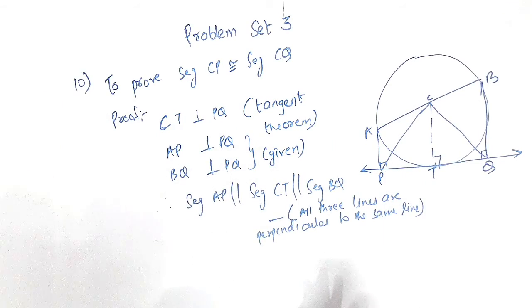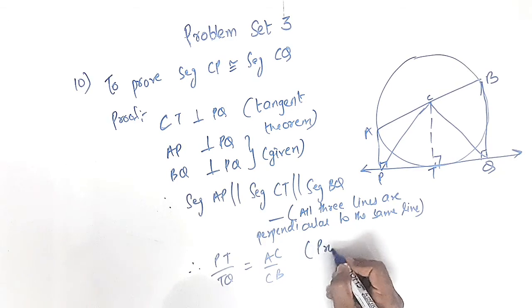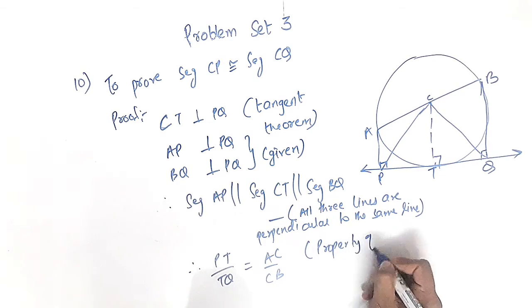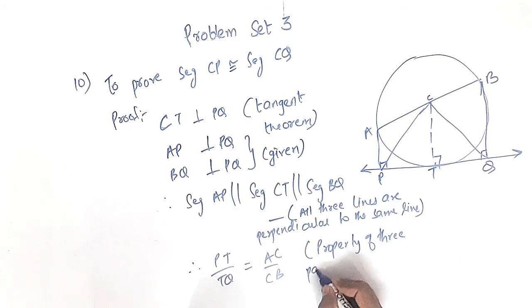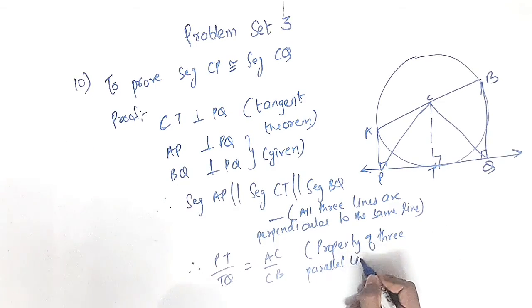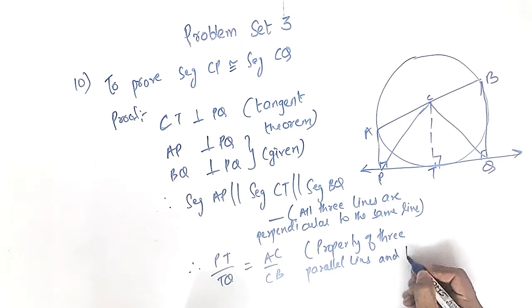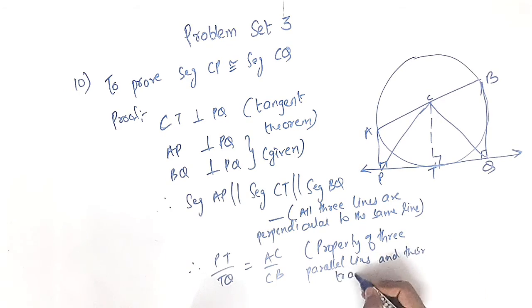Now, when three lines are parallel, I can write therefore PT upon TQ is equal to AC upon CB. Because three lines are parallel, you have their intercepts also proportional. So this is by property of three parallel lines and their transversals. This much you have. I'll give this point number 1.